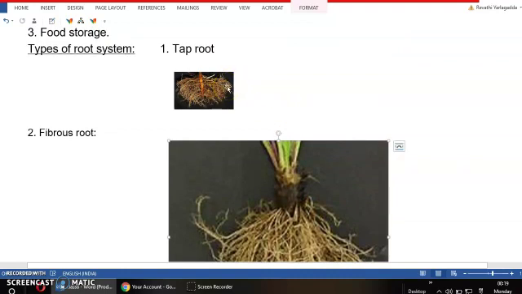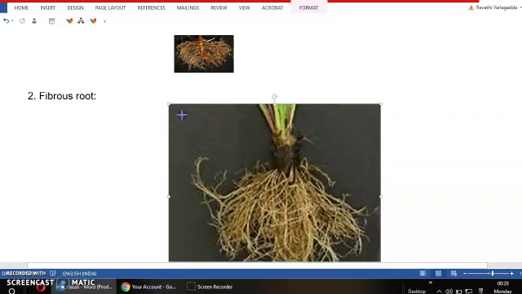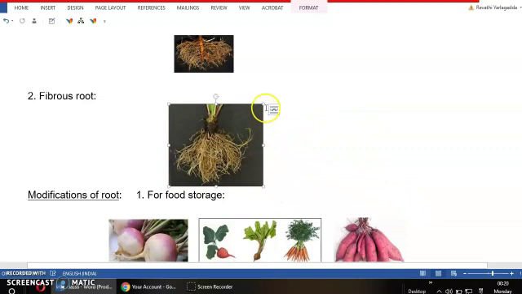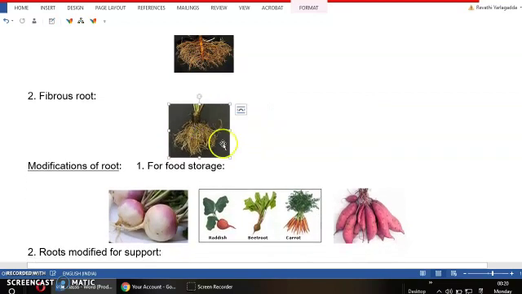Taproot we can see in big trees like mango tree, guava tree, or banyan tree. All these trees contain the taproot. Whereas fibrous roots are generally seen in monocot plants like grass, rice, wheat, maize, all these plants, and even the coconut tree. One taller tree which contains the fibrous root. The coconut tree contains the fibrous root, but here these fibrous roots grow much deeper into the soil.